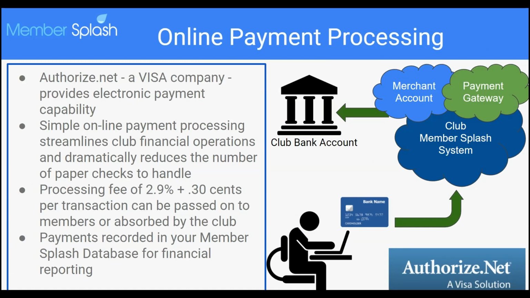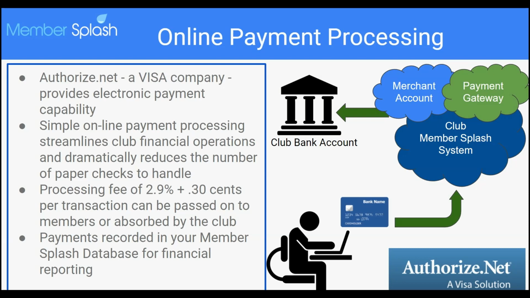So, online payment processing is something that we offer all of our MemberSplash customers. We partner with Authorize.net. It's a Visa company that provides the electronic payment capability for credit or debit cards. It's a simple online payment process that will streamline your club financial operations and, as you can see, would dramatically reduce the number of paper checks to handle. We typically see clubs go from 90% checks to 90% electronic payments that are all being recorded within the system.